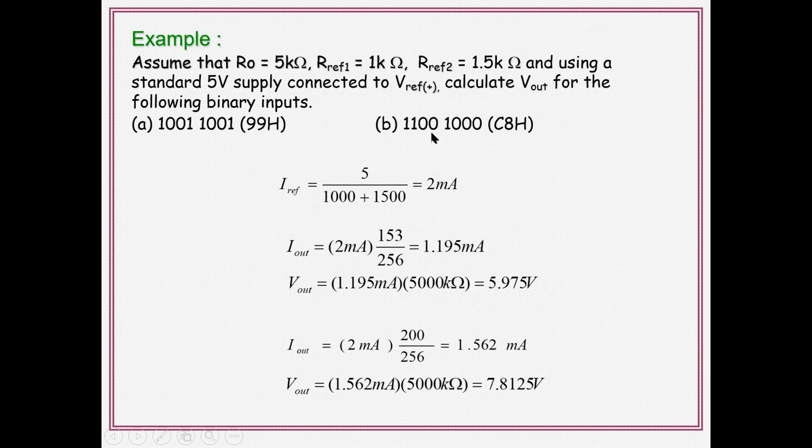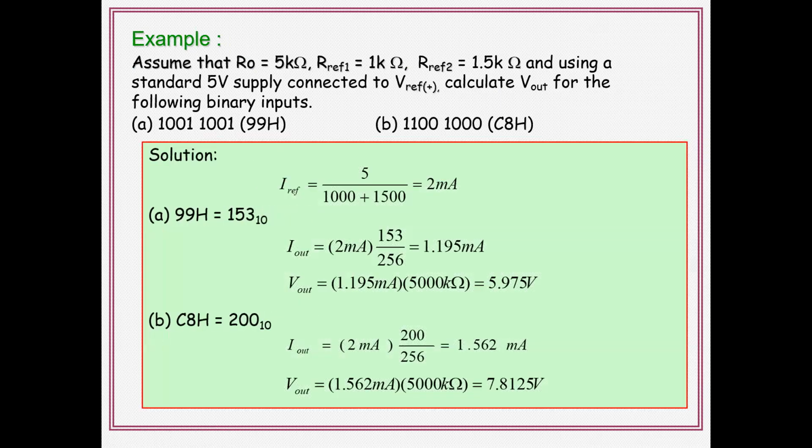And second case, 11001000, C8H. So for this one also, I out equal to 2 milliamperes into C8H, which is nothing but in decimal 200 divided by 256. So that equal to 1.562 milliamperes. So in that case, V out equal to I out, 1.562 milliamperes, into R naught, which is 5K. So we got 7.8125 volts. This is the way of calculating the output voltage based on input values and resistance values.